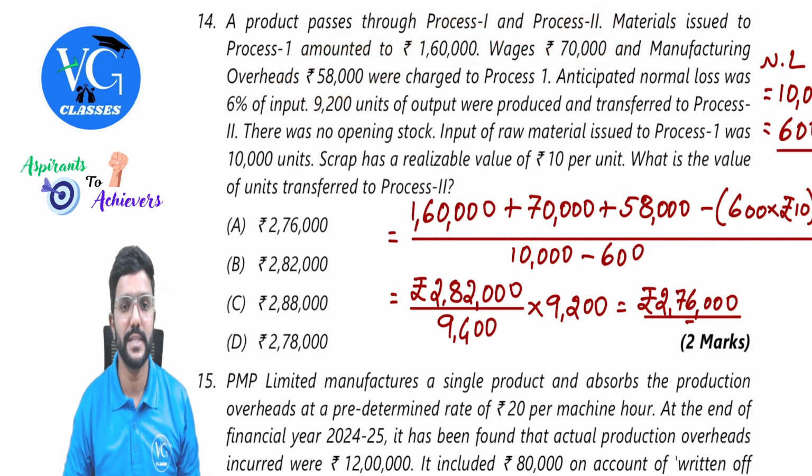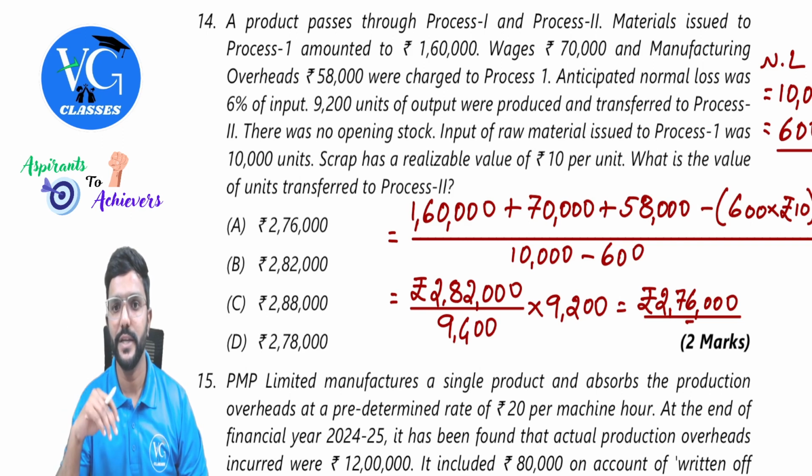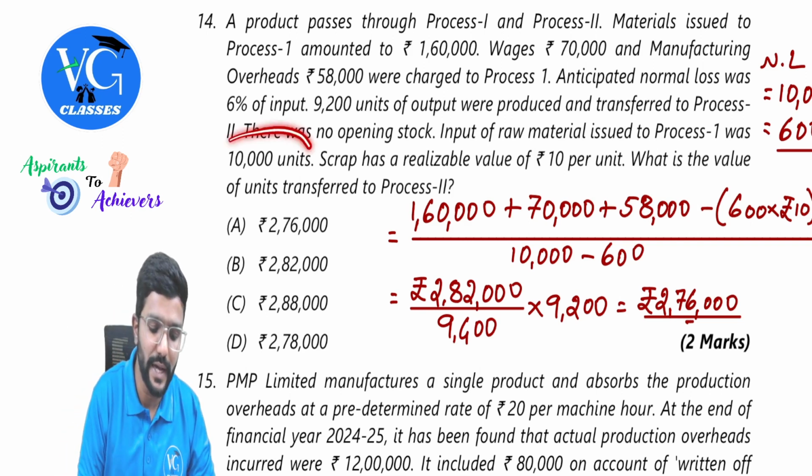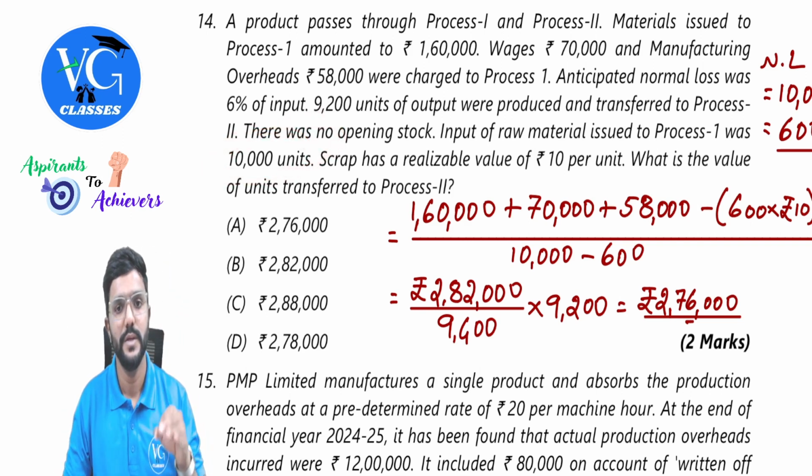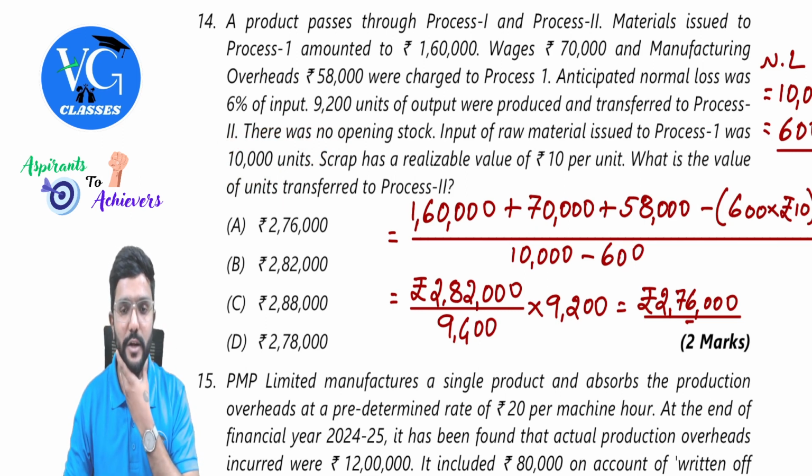Anticipated normal loss was 6% of the input, but they have still not given the inputs. 9,200 units of output were produced and transferred to process 2. There was no opening stock. The input of raw material issued to process 1 was 10,000 units. Scrap has a realizable value of 10 rupees per unit.